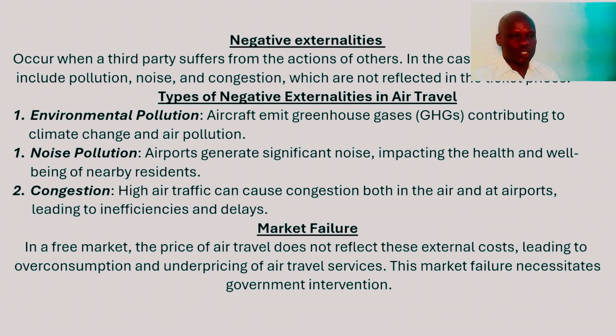So, types of negative externalities in air travel. One is environmental pollution. That is, aircraft emit greenhouse gases, contributing to climate change and air pollution. The second type is noise pollution. Airports generate significant noise, impacting the health and well-being of nearby residents. Now, that's another social cost of the airlines. Then the other one is congestion. High air traffic can cause congestion both in the air and at airports, leading to inefficiencies and delays.